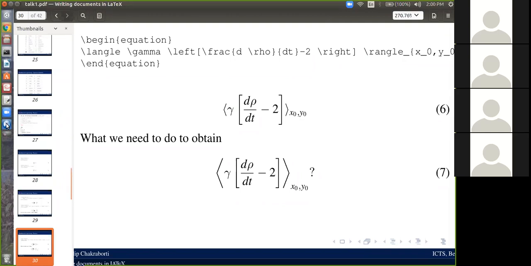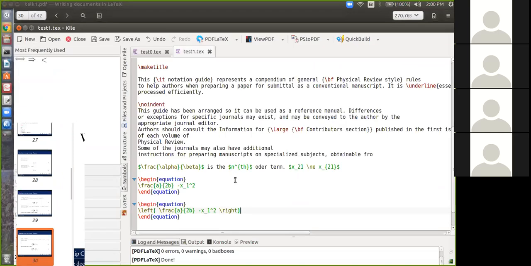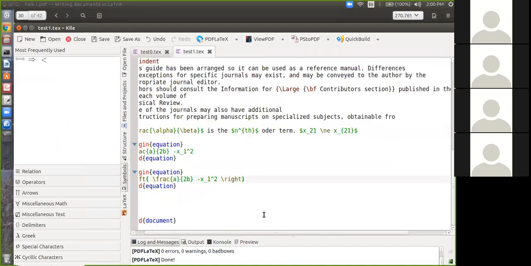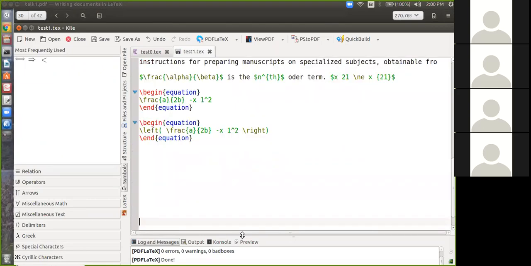So I am going to write this. Slash begin equation. So write begin equation and end equation. Then type. So first start with the fraction part.